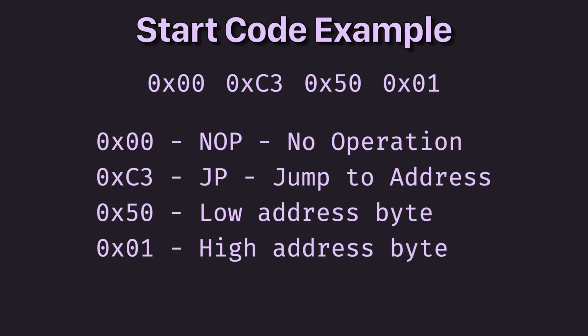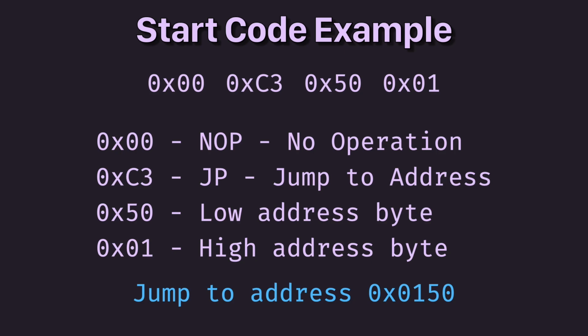So hex 50 and 01 is basically address hex 0150. This means the Game Boy would jump to address hex 150 and continue execution from there. Address hex 150 is the very next address after the header information. So basically, the first 4 bytes just tell the Game Boy to skip the header block. Most games do the same thing, but some other games might jump to an address further down in the ROM.